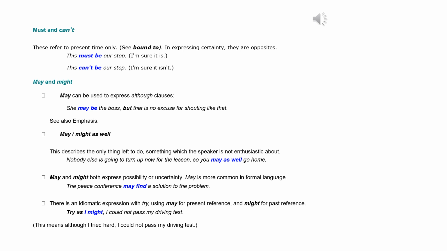There is an idiomatic expression with try, using may for present reference, and might for past reference. Try as I might, I could not pass my driving test. This means although I tried hard, I could not pass my driving test.